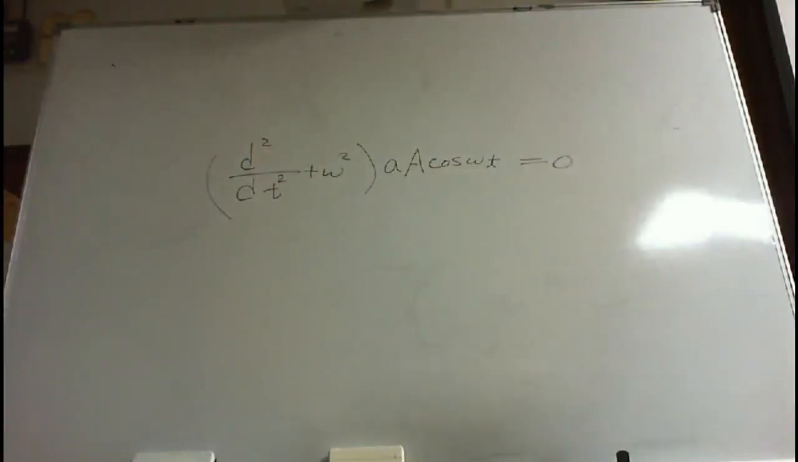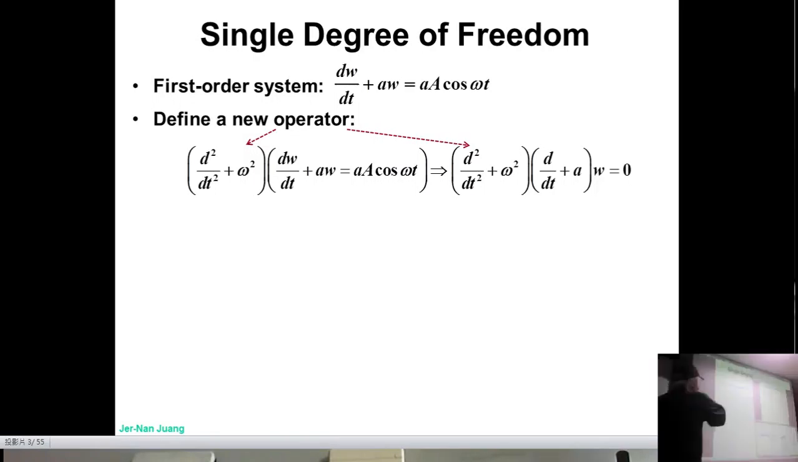Then when I operate on the left hand side, I get this equation. That means d squared over dt squared plus omega squared, in parentheses, applied to the left hand side of the equation. Then I have d squared over dt squared plus omega squared, and then in parentheses, d over dt plus a. That a is your system a. Then parentheses, w equals 0.